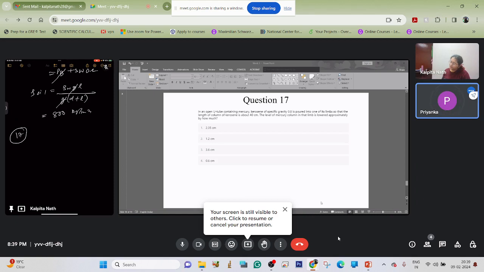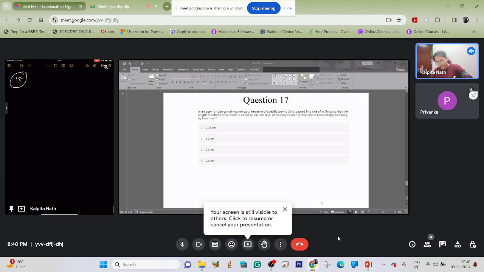When we add kerosene, then on the other side of the limb the mercury level will go up. So that height into density into gravity. If I take the initial height as h1, it will be rising by h1 again. So the total will be 2h1, no? Twice. Okay, let me do it.